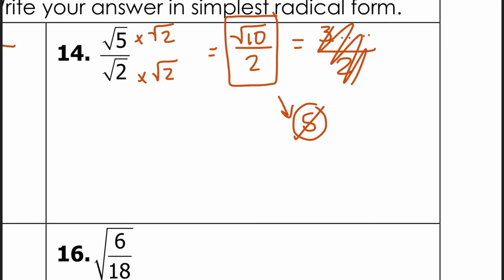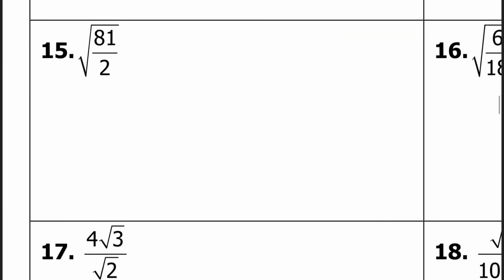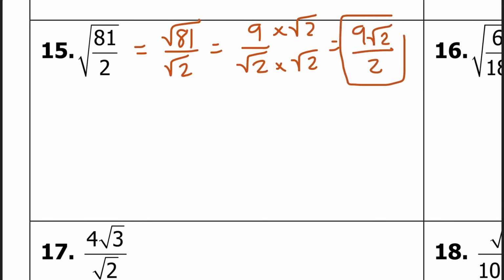We'll try 1 or 2 more here, and then I'm going to let you go on your own and try these out. Let's take a look at number 15. I recognize that 81 is a perfect square. So I'm going to break this up, and I'm going to go ahead and simplify it. Now I have gotten as far as I can go, but I don't want the square root of 2 in the denominator. So I'm going to multiply both numerator and denominator by square root of 2. And this is going to be my final answer.